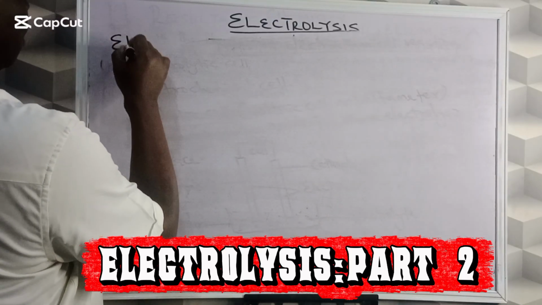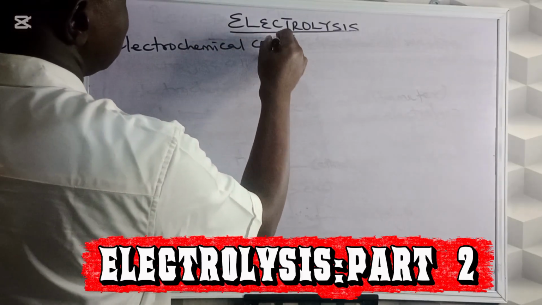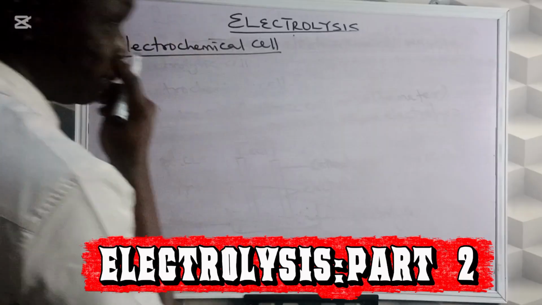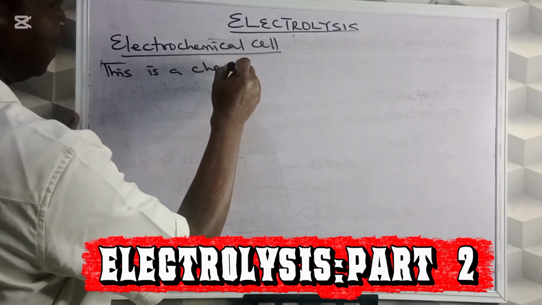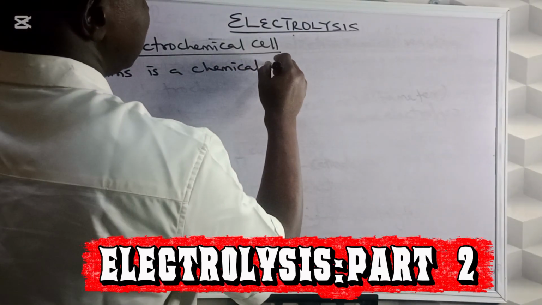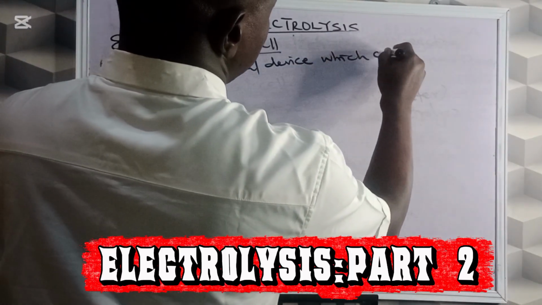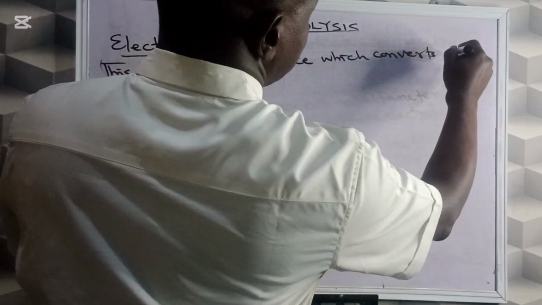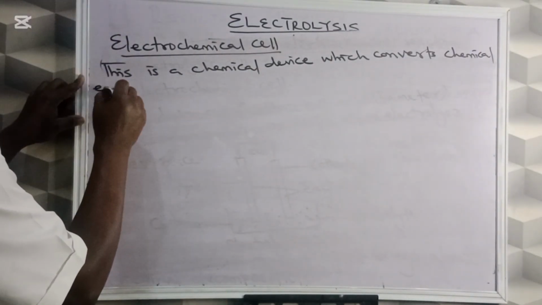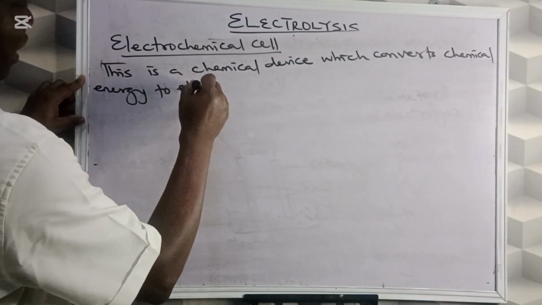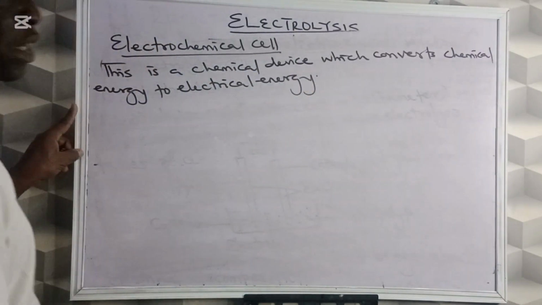So, electrochemical cell. This is a chemical device, or a chemical cell, which converts chemical energy to electrical energy. Chemical energy to electrical energy.